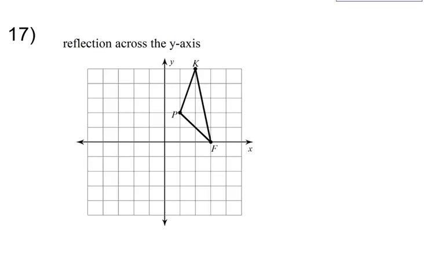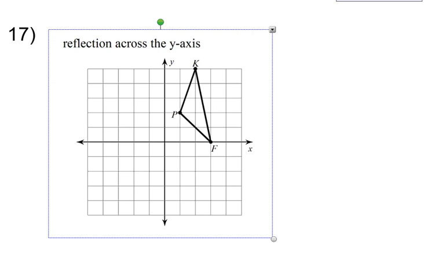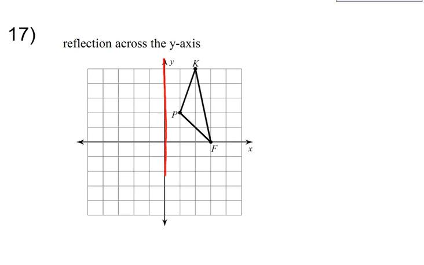Reflection over the y-axis. Okay, we want to be equal. Here's my y-axis. Each point's going to be an equal distance away from that line. So P prime will be there. K is 2 away, and F is 3 away. And just redraw your mirror image.